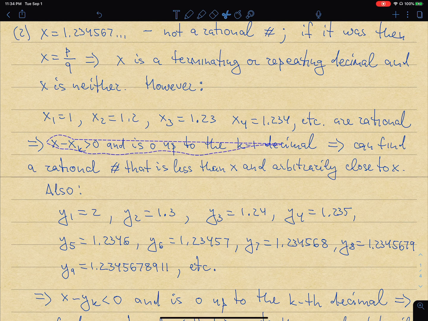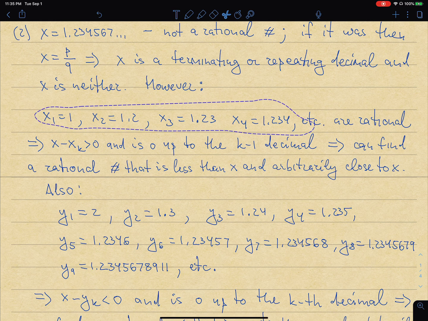And in fact, that's what I'm writing here. x minus xk is positive. x is always bigger than any of these xk's. And x and xk match up to the (k minus first) decimal. So if I subtract them, then the first non-zero that I will see will be at the kth position. So these rational numbers, which are certainly rational because they're terminating decimals, are going to be less than x, and I can make them arbitrarily close to x.